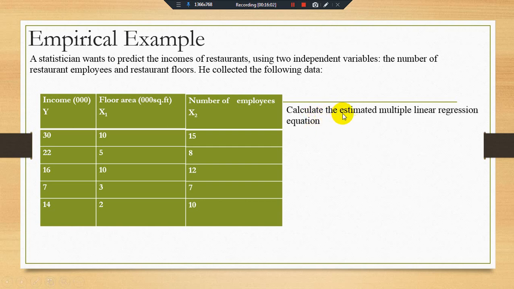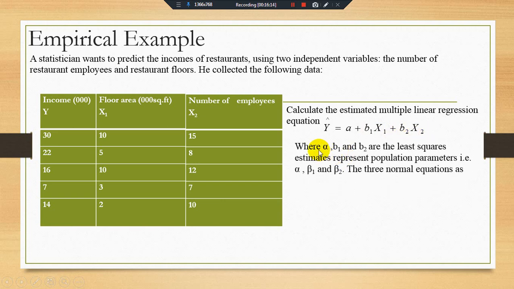You have to calculate the estimated multiple linear equation y hat is equal to a plus b1 x1 plus b2 x2, where a, b1 and b2 are the least square estimates that represent the population parameters, and we know that the population parameters are alpha, beta 1 and beta 2. We have found three normal equations for this purpose.